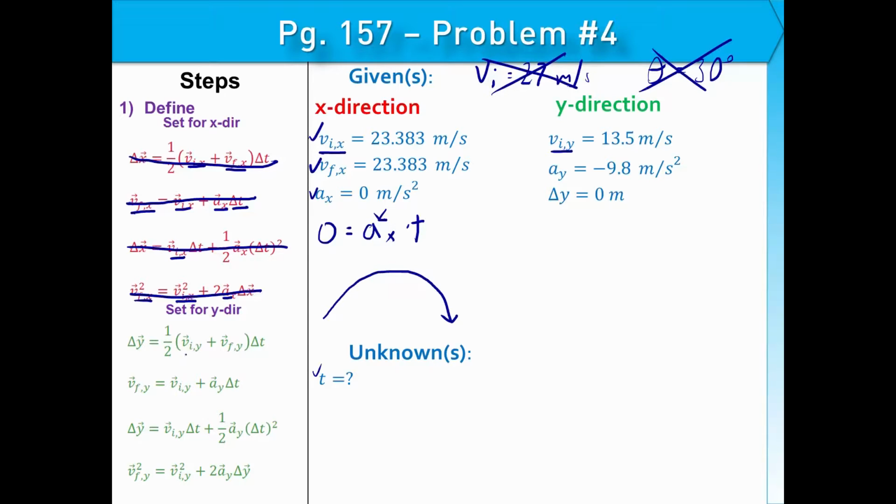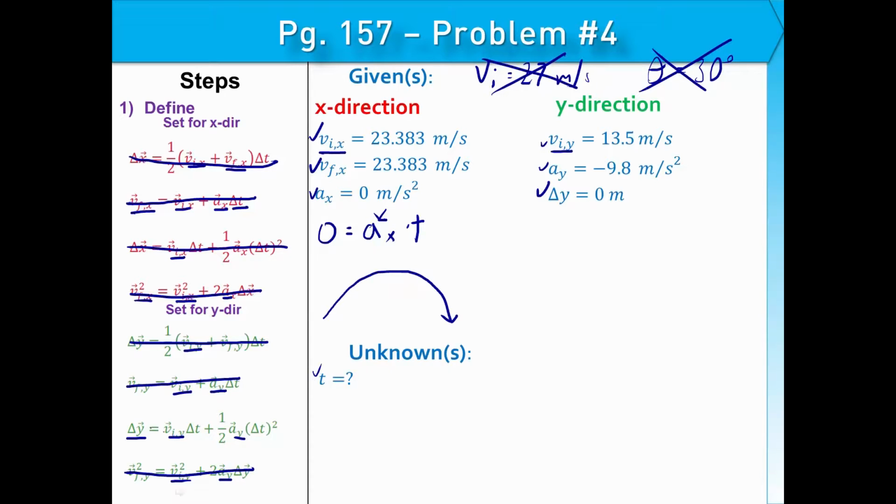So first, all the equations have the initial velocity in y. Next, I need the acceleration in y. So let's go ahead and underline those. This equation does not have it. This equation has it. This equation has it. This equation has it. Next, y displacement. This equation does not have y displacement. This equation has y displacement. And this equation does not have y displacement.